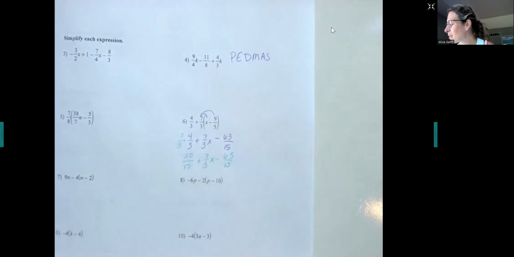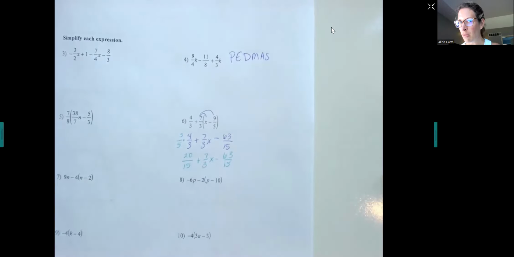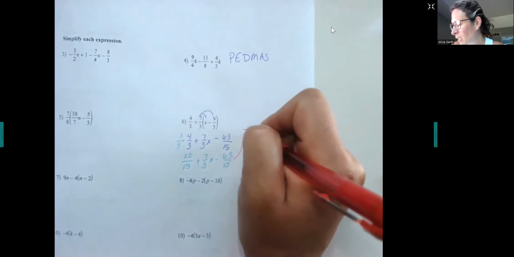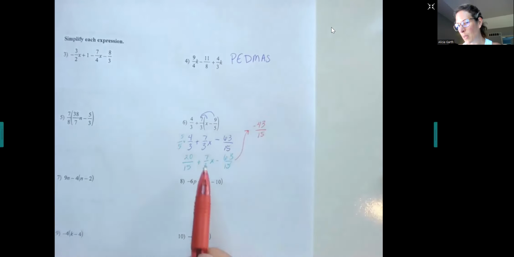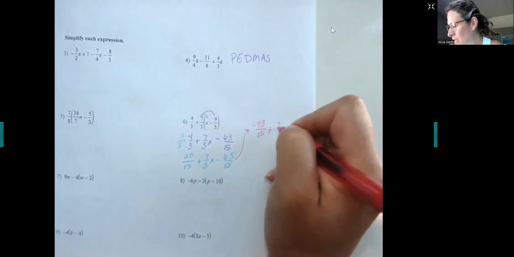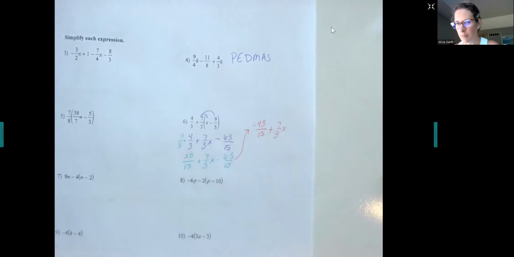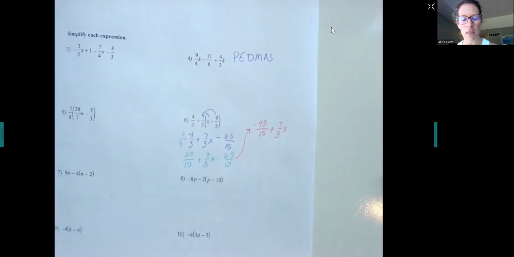Now, these have the same common denominators, which means that I can add or subtract them. So this is 20 minus 63 is going to be, and I'm going to put it up here, a negative 43 over 15. 20 minus 63, we keep the same denominator, plus 7/3 x. So we can't simplify it any farther because this one has a variable, this one does not. You can't do anything more with that.